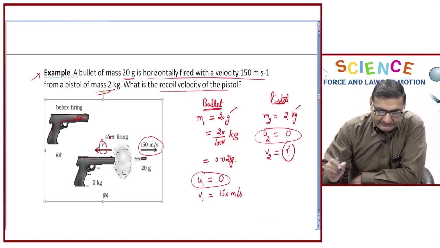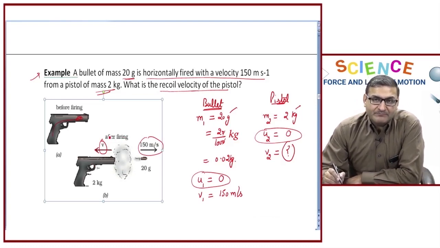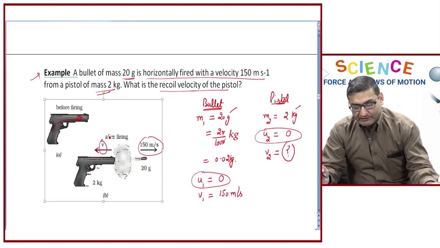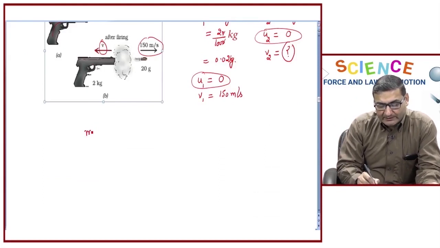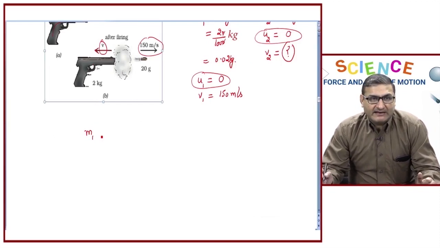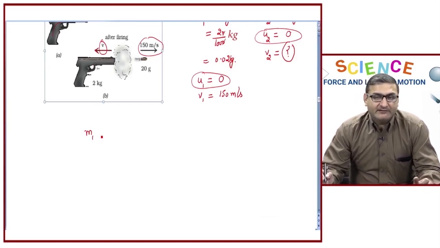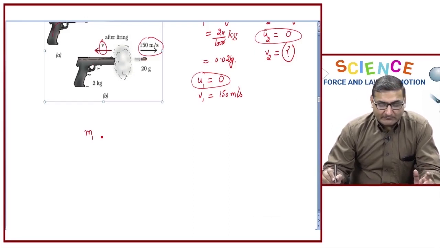We need to find the velocity with which this 2 kilogram pistol is going to recoil. Correct? How are we going to do it? We know that as per the law of conservation of momentum, the total momentum before the firing and the total momentum after firing will be the same. So let us see what exactly will be the total momentum before firing the bullet.